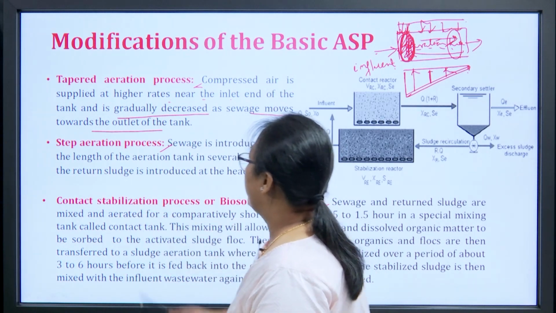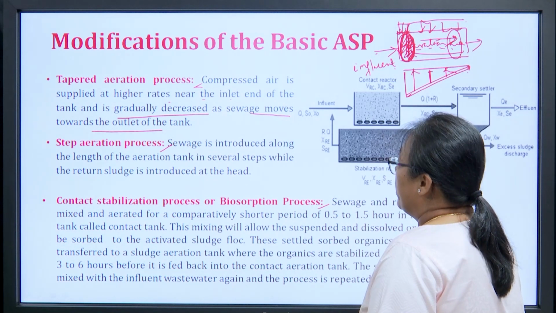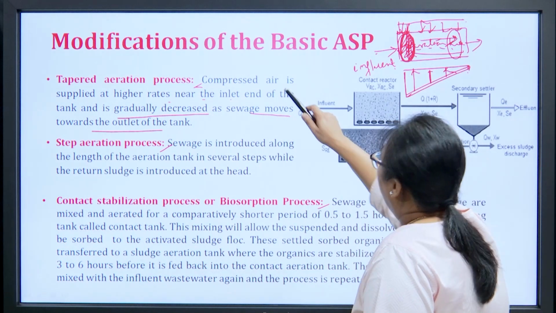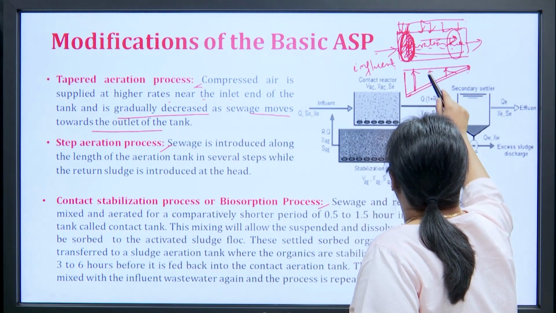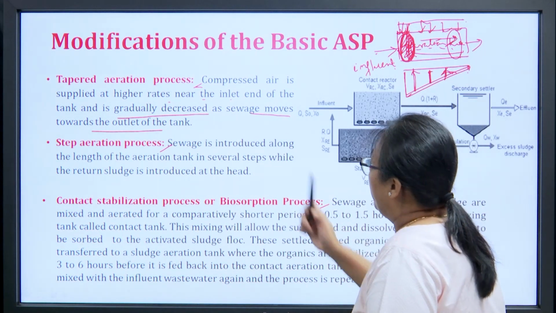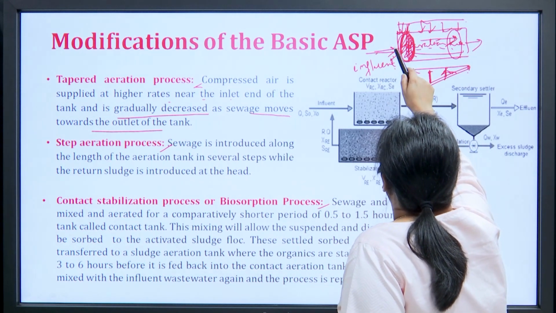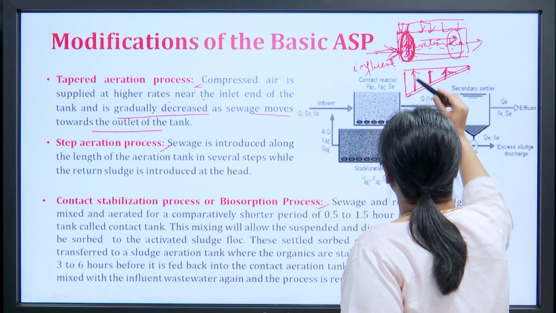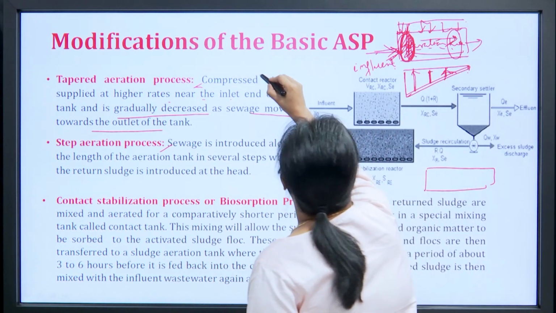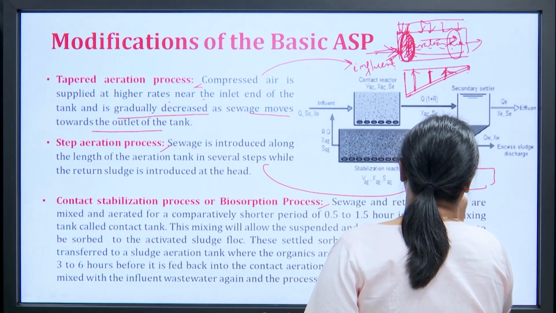Another thing is the step aeration process. Sewage is introduced along the length of the aeration tank in several steps while return sludge is introduced at the head. So, tapered में everything is done in a tapered way, the aeration, okay. स्टेप एरेशन में क्या है, आपका ये जो आपने इन्फ्लुएंट दिया है यहाँ पे, it is not done at one part, it is introduced at several. Say for example step, so ये है आपका टैपर्ड, ये आपका स्टेप. सो ये आपका एरेशन प्रोसेस है.